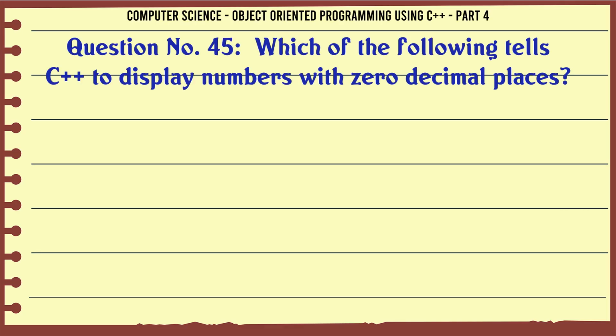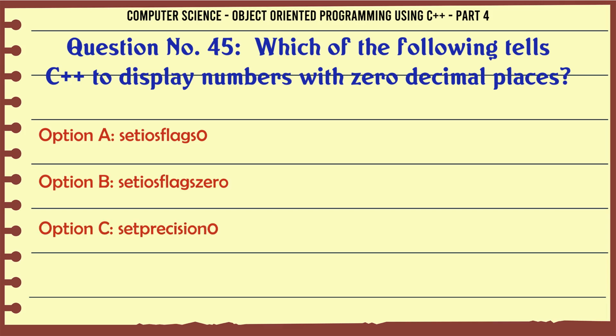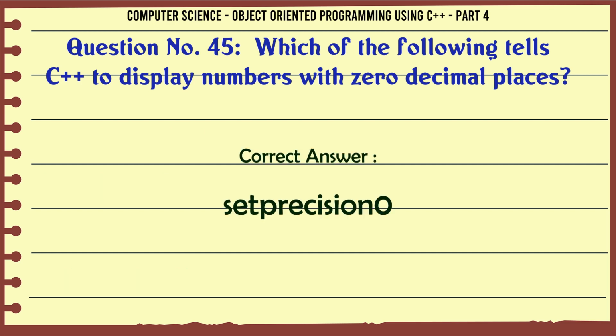Which of the following tells C++ to display numbers with 0 decimal places? A. setf flags 0, B. setf flags 0, C. set precision 0, D. set precision 0. The correct answer is set precision 0.